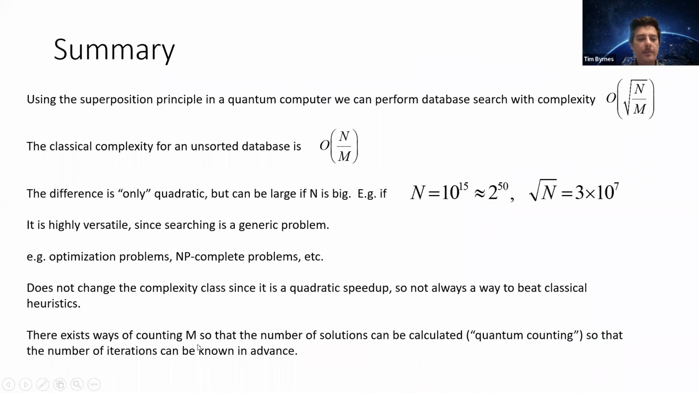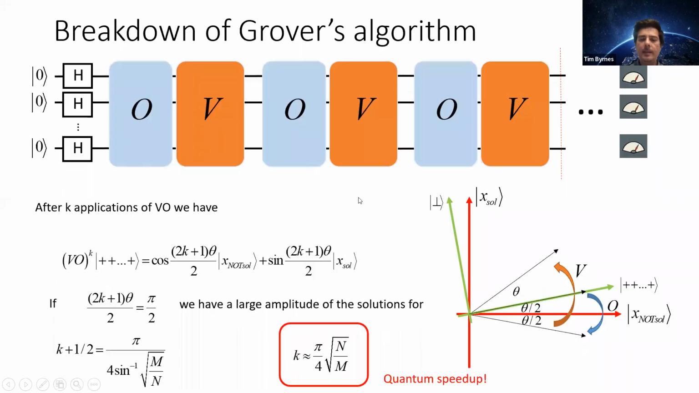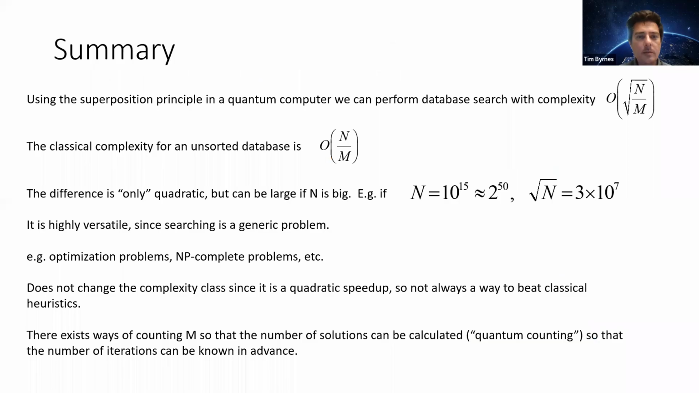There are some quantum algorithms that allow you to estimate M. I'm not going to describe it, but there's something called quantum counting, so that you can know what M actually is, and in that way figure out in advance how many times you've got to apply this OV sequence. Okay, so I think that's all.